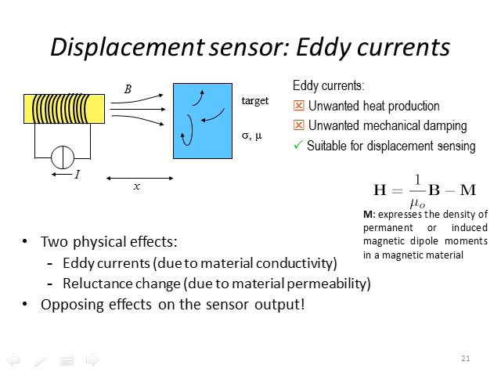Now, eddy currents in general are not good because they heat and they damp mechanical systems, moving systems, but they're interesting for displacement sensing. So there are two things that happen, two physical effects. We get eddy currents, which are due to the material conductivity, and we get a reluctance change in the magnetic circuit. Because now if we put a material that has a certain permeability, it will modify the B field, because now you have a new magnetic circuit, and these are opposing effects on the sensor output. Now remember that our magnetic field strength gets modified in this case because we have the magnetization of the material.